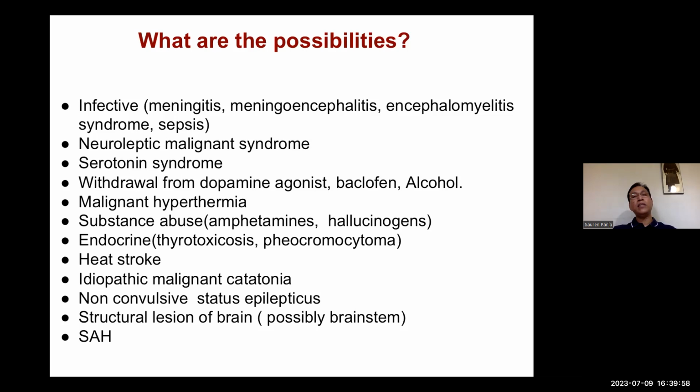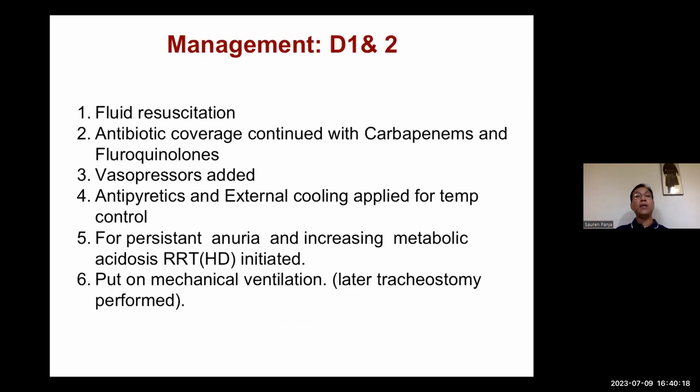You may find that a patient coming from the OT might have some problem. Substance abuse can also give rise to very high temperature, and some endocrine disorders, thyrotoxicosis, pheochromocytoma, can also give rise to this high temperature, and also heat stroke. So these are the usual causes of very high temperature or hypothermia.